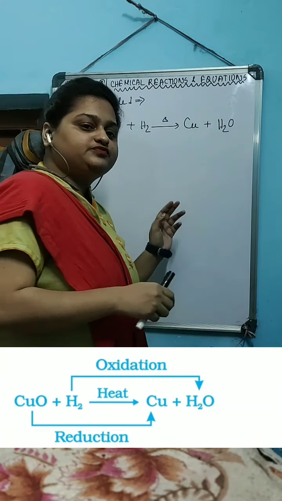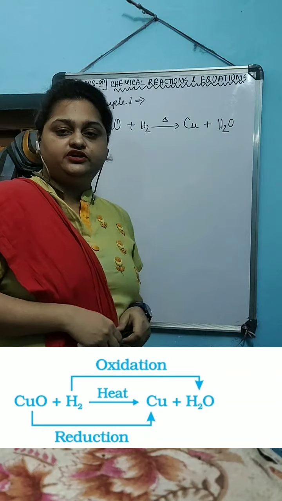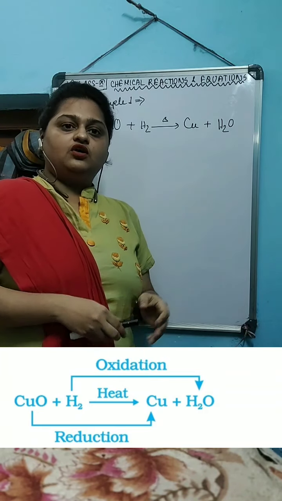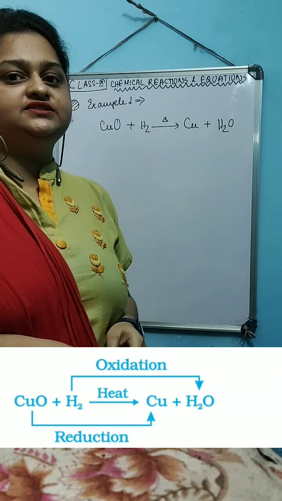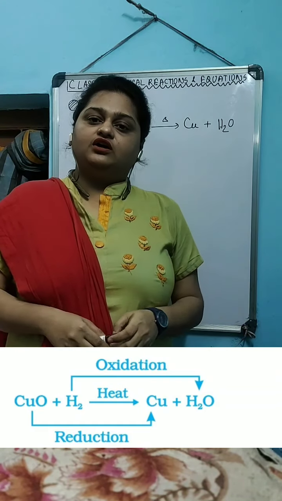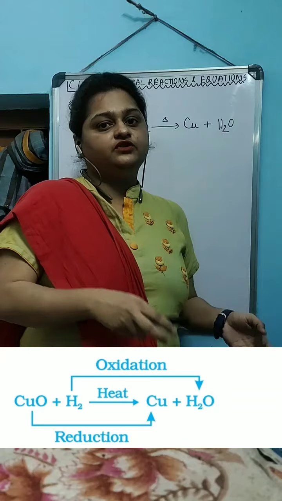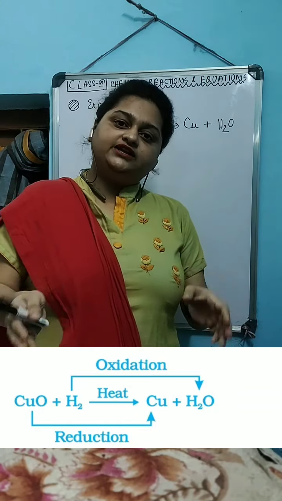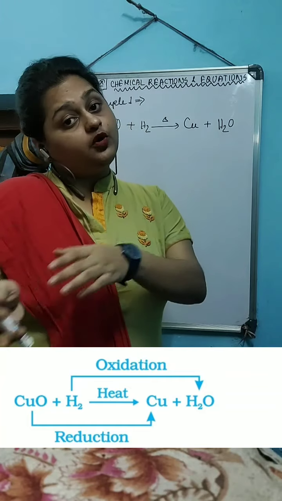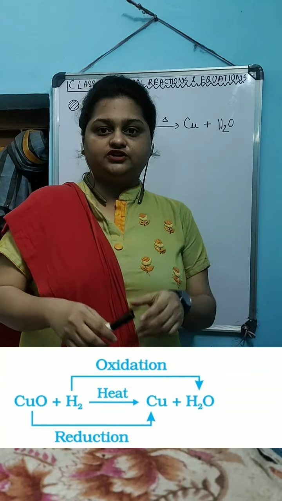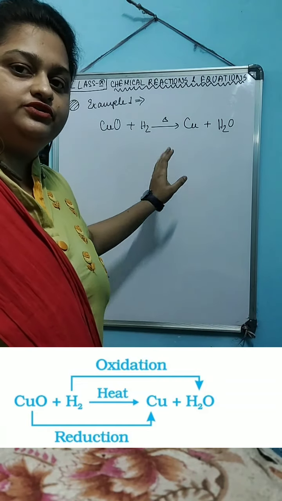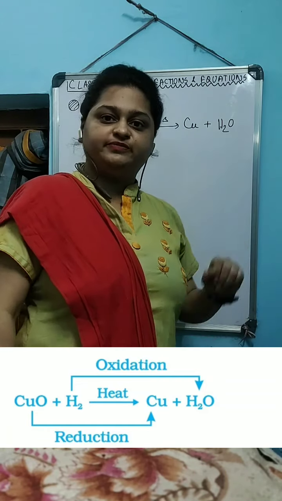Now, if I am going to explain this redox reaction with the help of the simpler definition, the oxidation reaction was defined as the reaction where addition of oxygen or the leaving of hydrogen was happening, and on the contrary, where addition of hydrogen and leaving of oxygen was happening, that type of reaction was termed as reduction reaction.